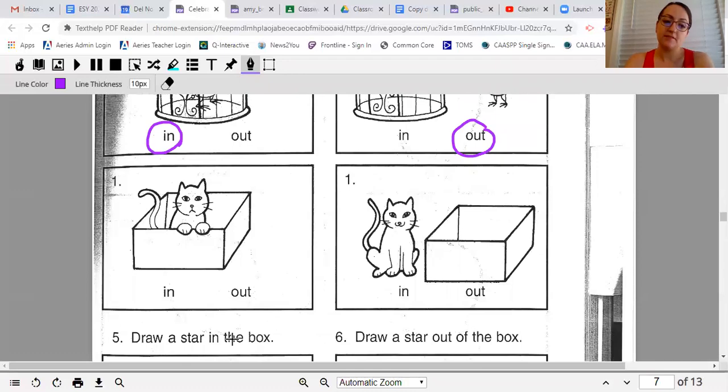Oh, cat's in a box. I don't know about you, but anytime I put a box on the ground, my cat climbs right into it. So, speaking of climbing into a box, is our cat in or out of a box?